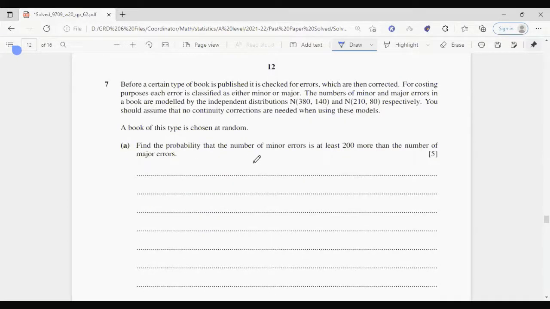All right, moving on to question number 7. Before a certain type of book is published, it is checked for errors, which are then corrected. For costing purposes, each error is classified as either minor or major. The numbers of minor and major errors are modeled by the independent distributions given. You should also assume that no continuity corrections are needed when using these models. A book is chosen at random. Find the probability that the number of minor errors is at least 200 more than the number of major errors.